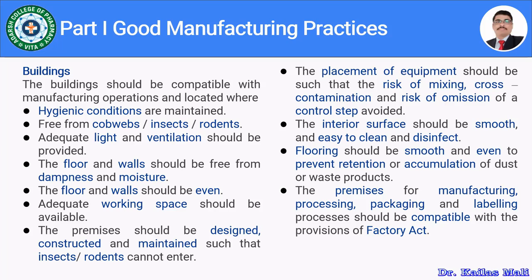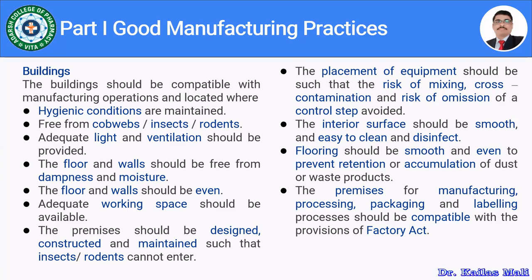Adequate working space should be available in the manufacturing area. Whatever sections are made should provide sufficient space for working. Then the premises should be designed, constructed, and maintained such that insects and rodents cannot enter into the building. The placement of equipment should be such that the risk of mixing, cross-contamination, and omission of a control step is avoided.